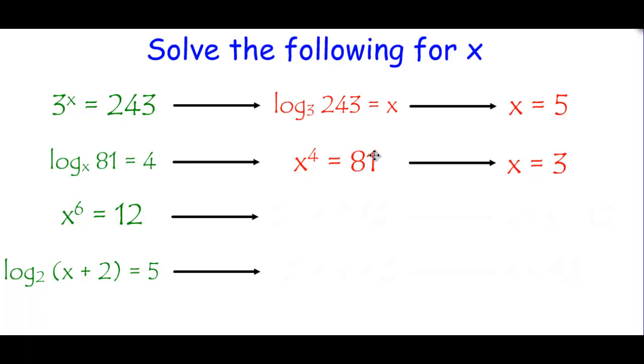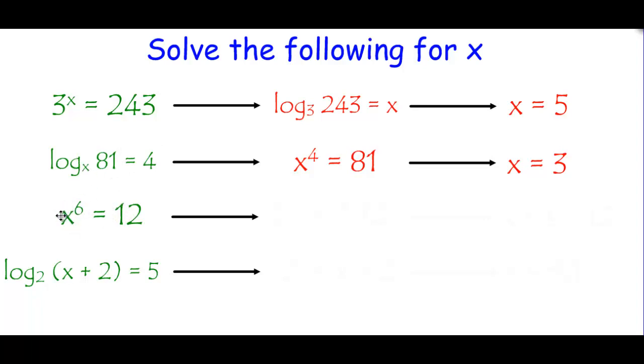So even though normally I would get a plus or minus 3, if I check back in my original, if I put a negative 3 in here, that wouldn't work, so 3 is my only answer. In my third example, x to the 6 equals 12, I don't want to change this to log form because if I do, I'd get log base x, and in our previous example we saw that having a base x isn't good.